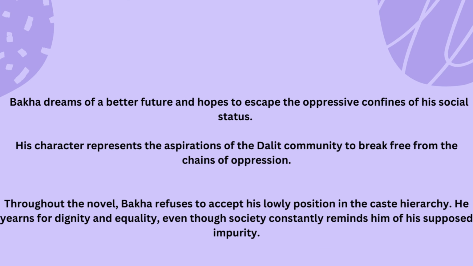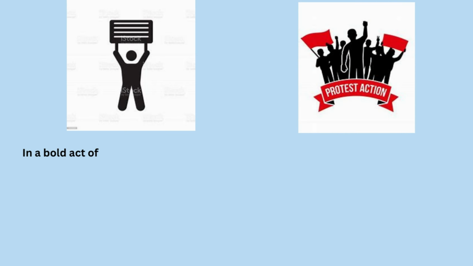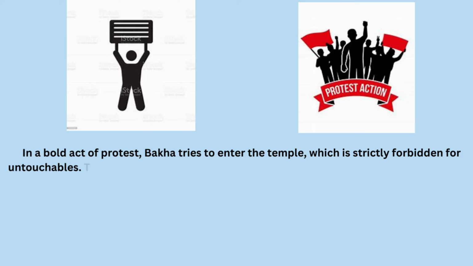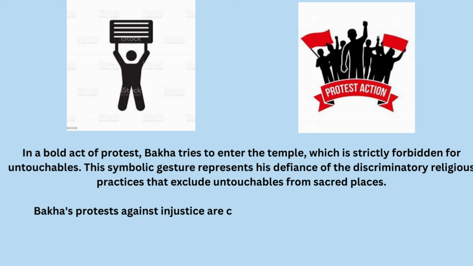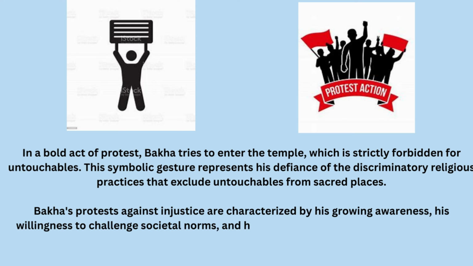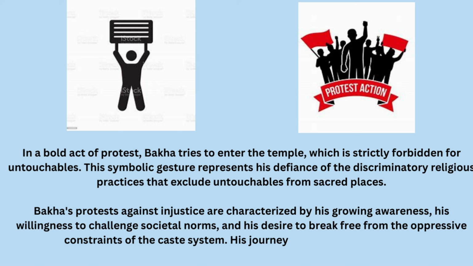In one bold act of protest, Baka tries to enter the temple, which is strictly forbidden for untouchables. This symbolic gesture represents his defiance of the discriminatory religious practices that exclude untouchables from sacred places. Baka's protests against injustice are characterized by his growing awareness, his willingness to challenge societal norms, and his desire to break free from the oppressive constraints of the caste system.